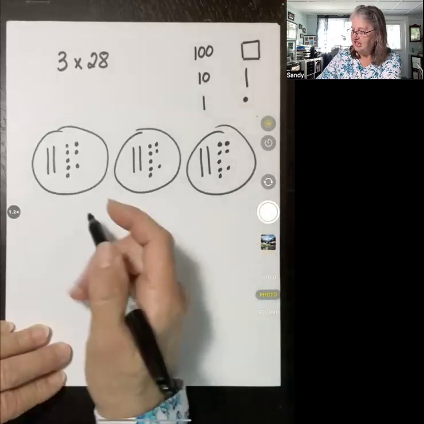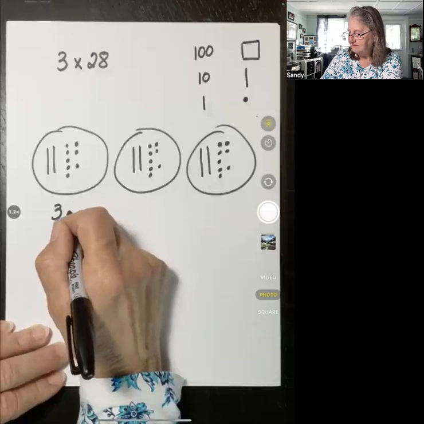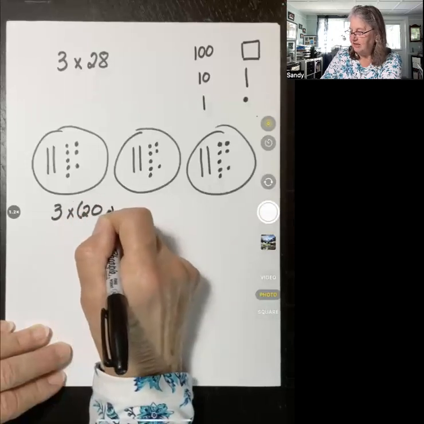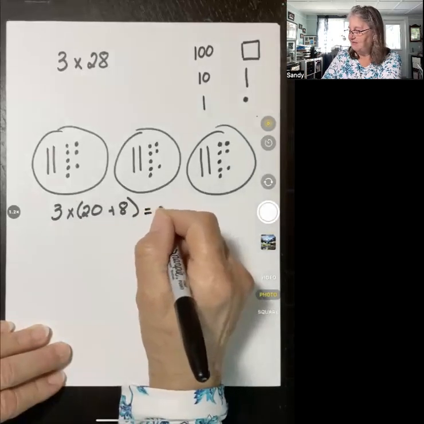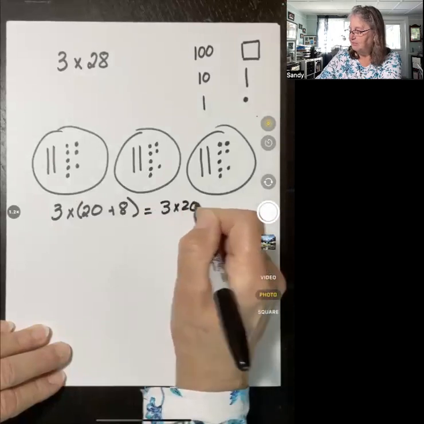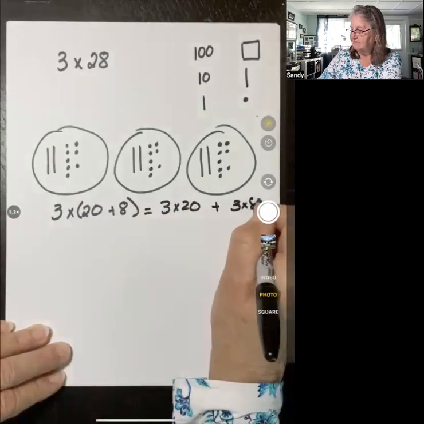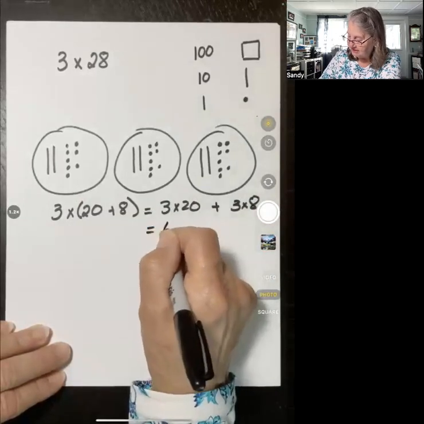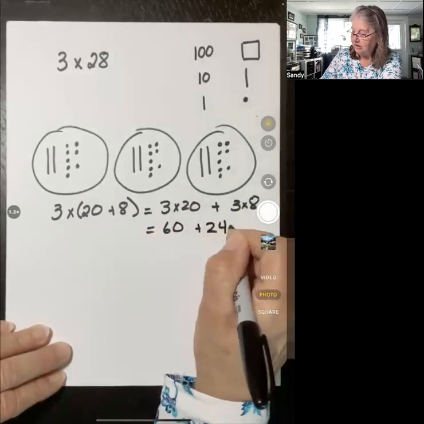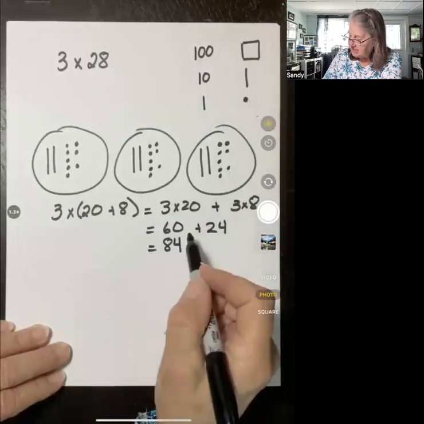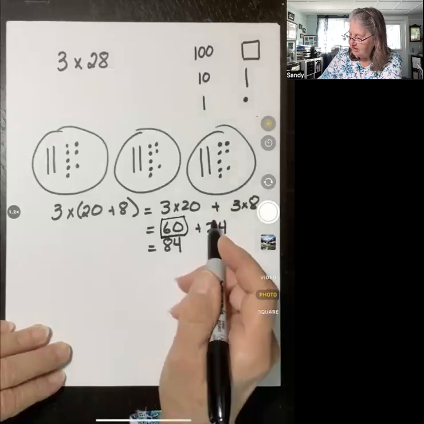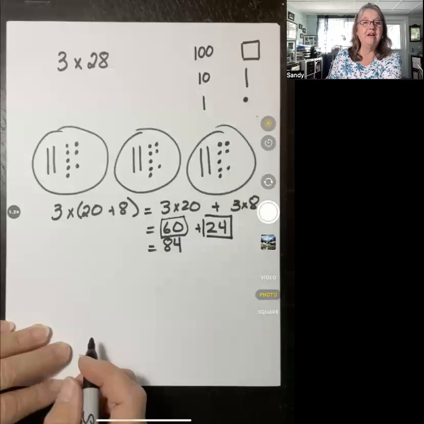Now for this, do you see that I've thought of 28 as 20 put together with 8? It's a very place value look at what we're doing. I'm not thinking of that 2 in the tens place as a 2. I'm thinking of it as 20. And what I have here are 3 20s put together with 3 8s. Okay, so we essentially have 60 and we have 24. Total will be 84. That product is 84. These numbers here, this one and this one, would be called partial products.